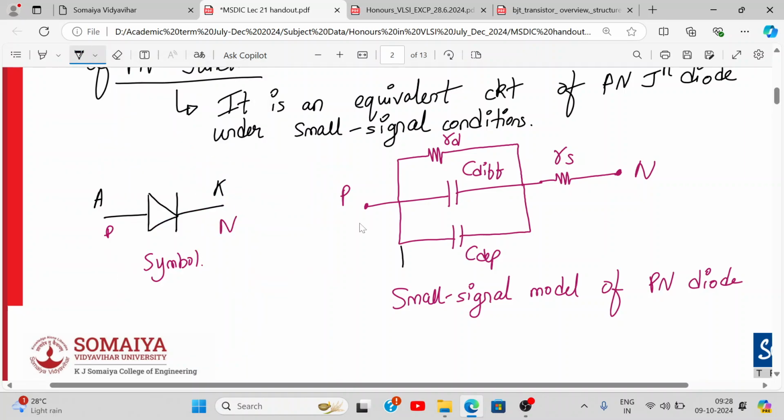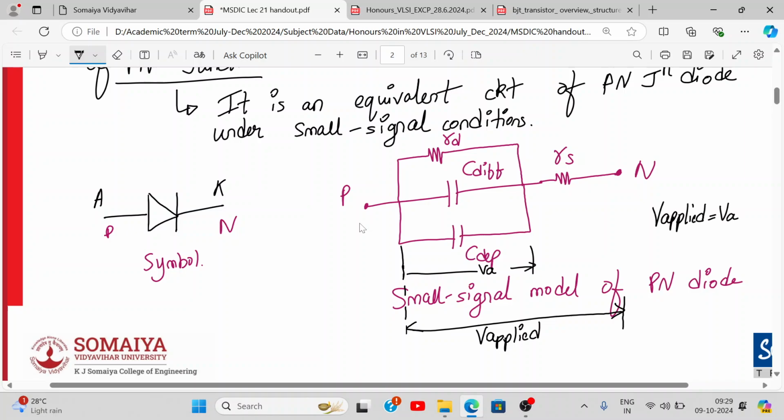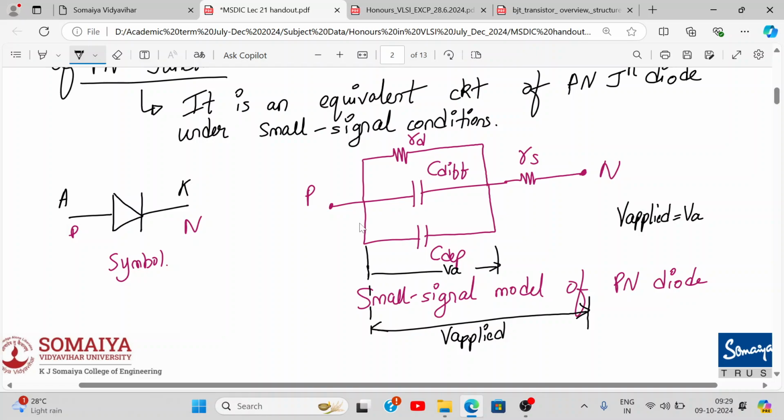The voltage across these three is VA, and the total voltage from here to here is V applied. So basically V applied will be VA plus, if a current flows through this resistor, it will be plus I into RS. Now this is your IR drop, IR drop in the neutral regions. Okay, please note it down.